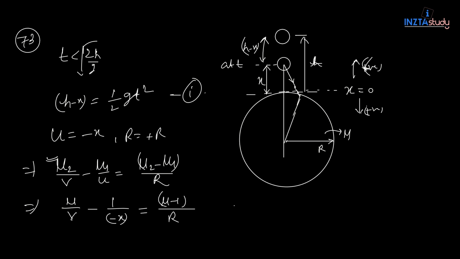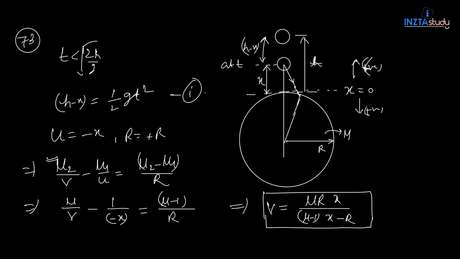So from this we can get v is equal to mu r into x upon mu minus 1 into x minus r. So this is the value of v, or we can say that it is the coordinate of the image which is going to form after first refraction. So this will be v.